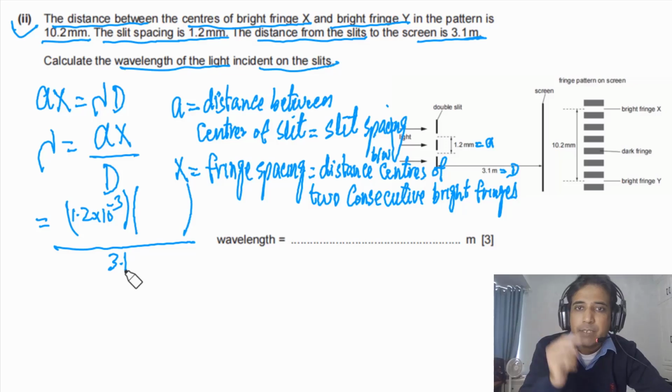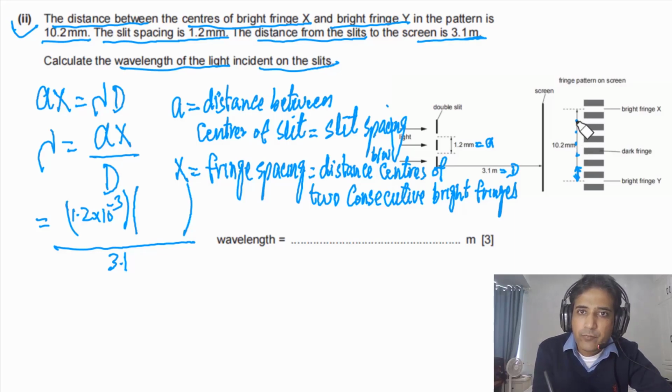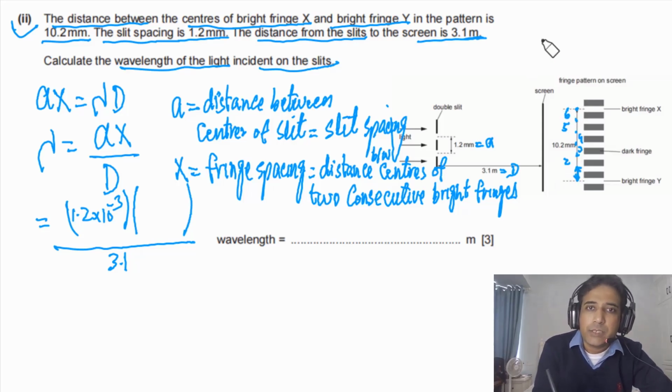Now the question is how we can find x. So we need to look at this. You see we have a bright fringe here, and another bright fringe here. So we have 1 here, then 2, 3, 4, 5, and 6. It means this distance, let's say d, is equal to 6x. But we need to find x, so x will be equal to d divided by 6.